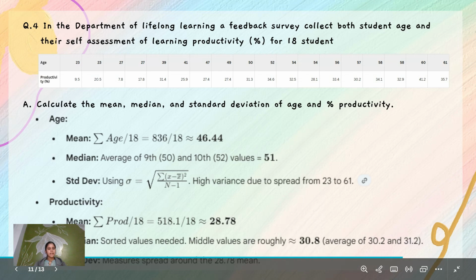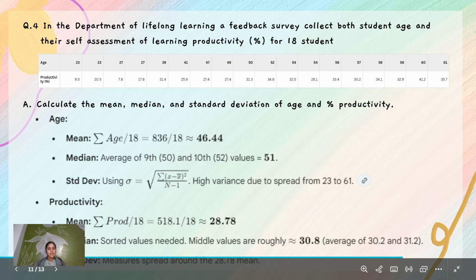So for the age, the mean will be the sum of ages divided by 18, as the total number of students is 18, so we sum all the ages and then divide by 18, so the mean comes approximately 46.44. Median is the average of the ninth and the 10th value, which is 50 and 52, so the value will be 51 as median. For standard deviation, we use the formula of the standard deviation, which is high variance due to the spread from 23 to 61.